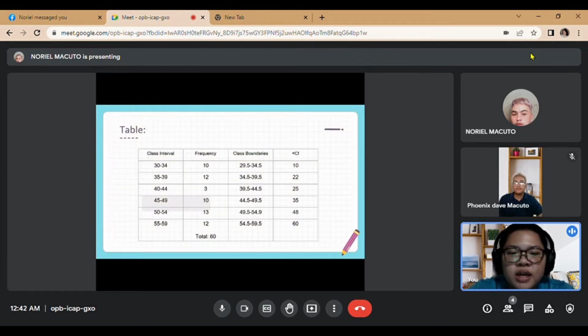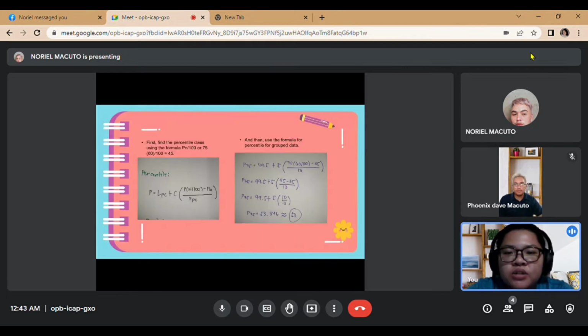So the closest less than cumulative frequency is 48. And then the class interval for it is 50 to 54. Frequency is 13. Class boundaries are 49.5, sorry, and 54.5. So let's proceed to the solving.